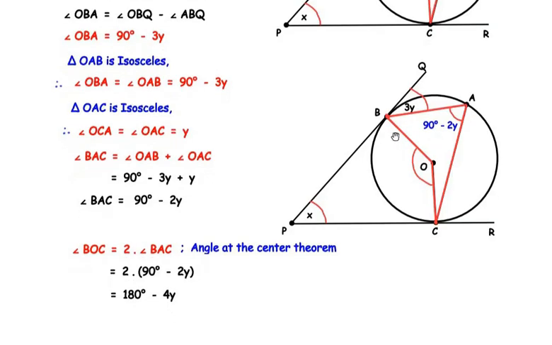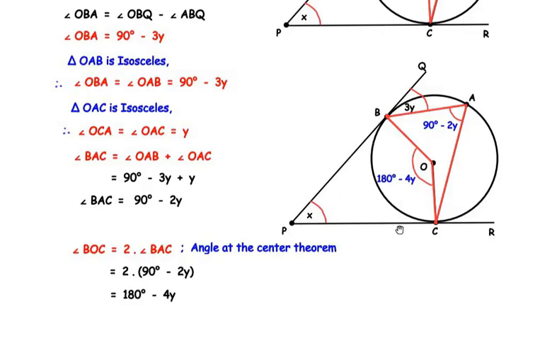So here we get angle BOC is equal to 2 times angle BAC, and we got it as 90 minus 2y. Now expanding the bracket, we get 2 times 90 is 180 minus 2 times 2y, which is 4y.